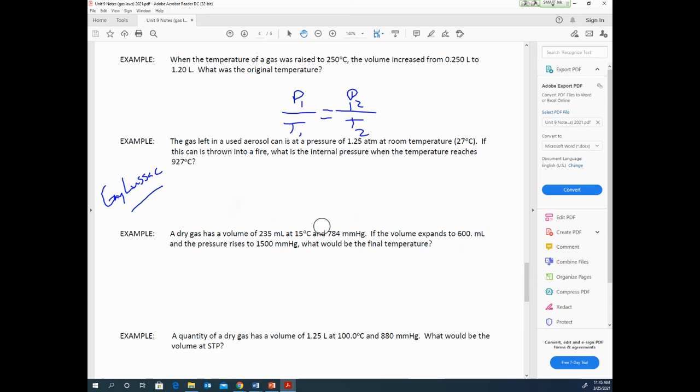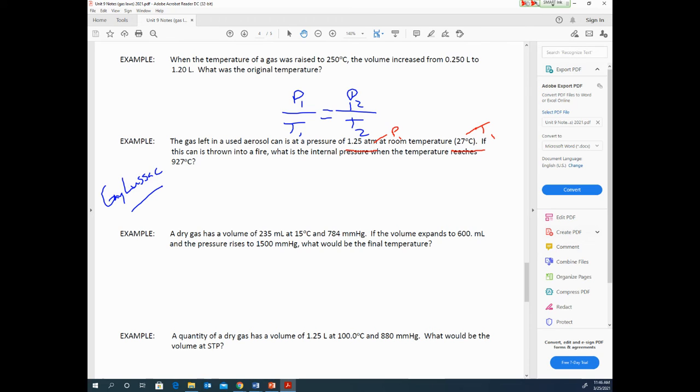So now we're just going to read the problem. We're going to identify our variables and plug them in. A gas left in a used aerosol can is at a pressure of 125 atm, and at a room temperature of 27 degrees Celsius. So this is my P1, because atm is a pressure unit, and Celsius is a temperature. That's my P1, T1. Starts at that pressure, starts at that temperature.